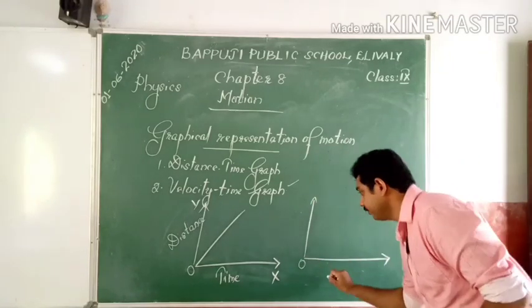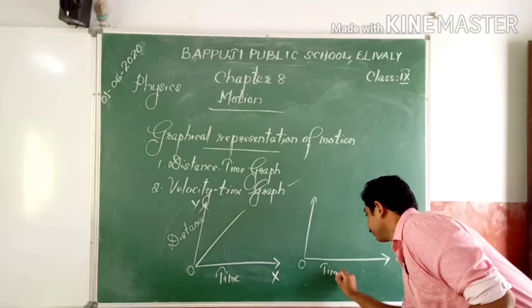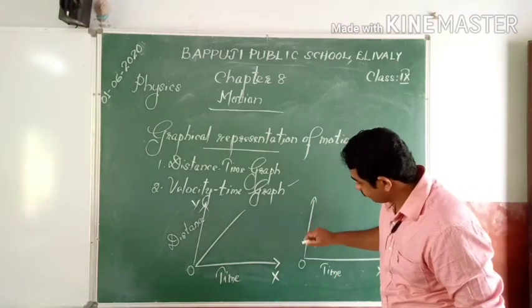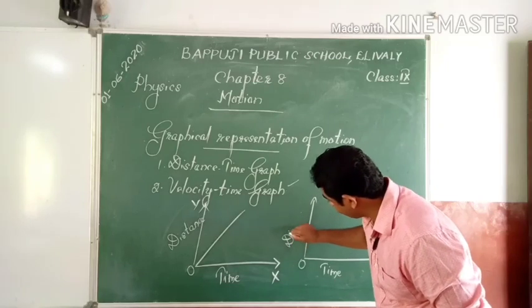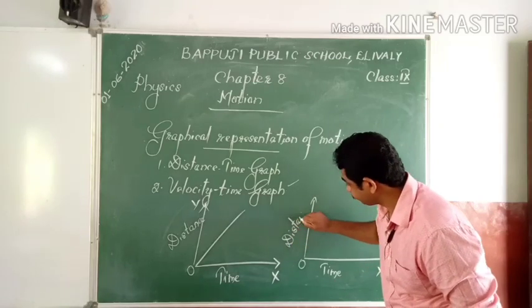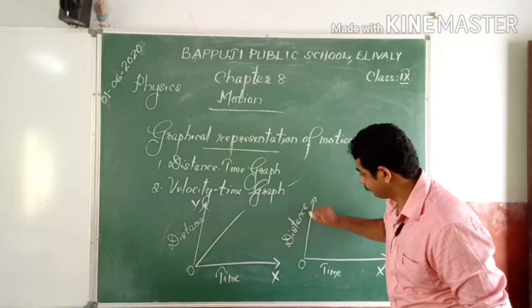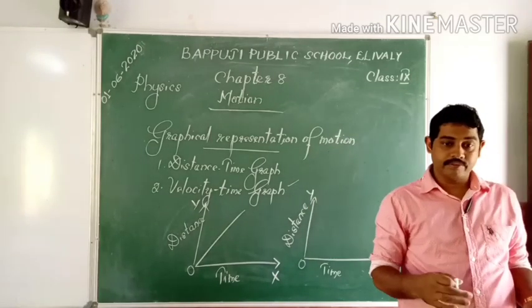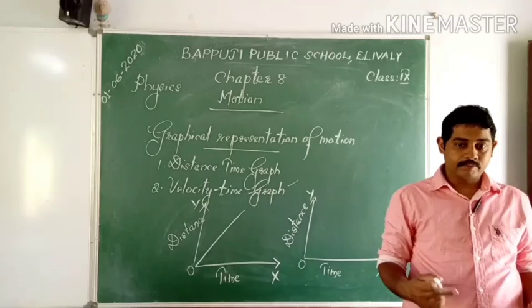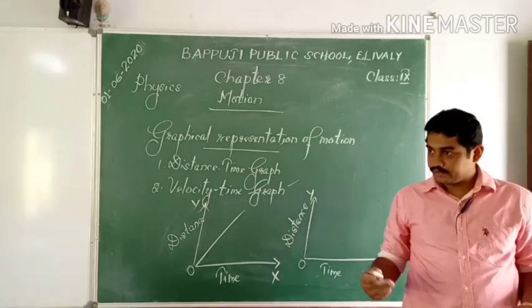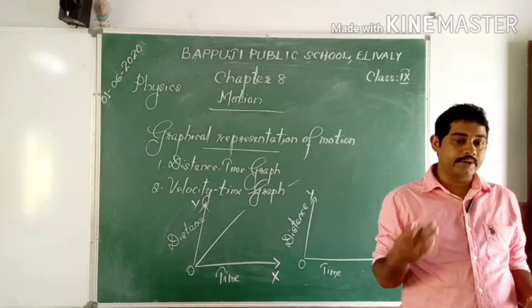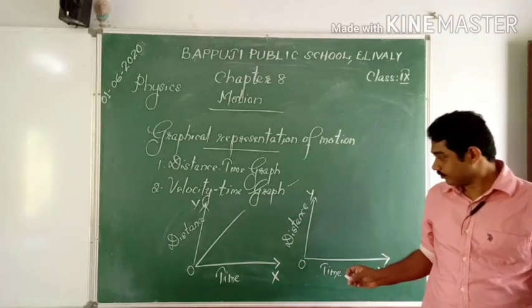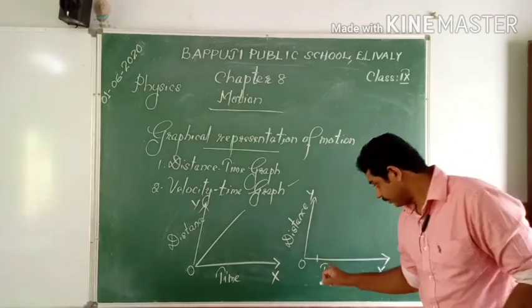O is the origin. Time is taken along x-axis and distance is taken along y-axis. Uniform motion means when an object covers equal distances, means 1 meter in 1 second, 2 meter in 2 seconds, and 3 meter in 3 seconds, etc. In such type of motion, we will get a straight line graph.